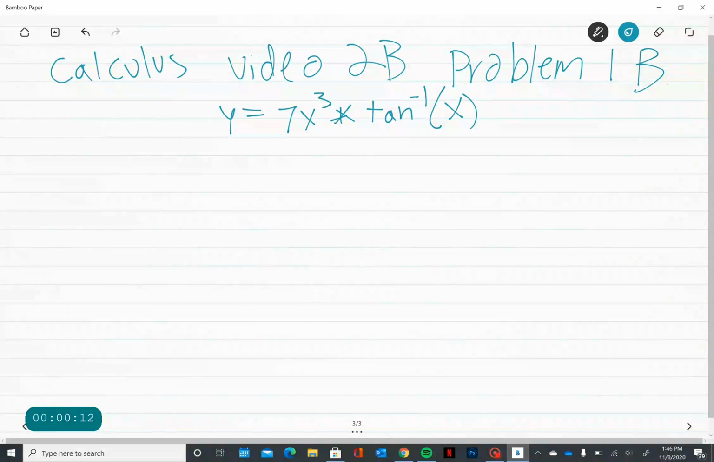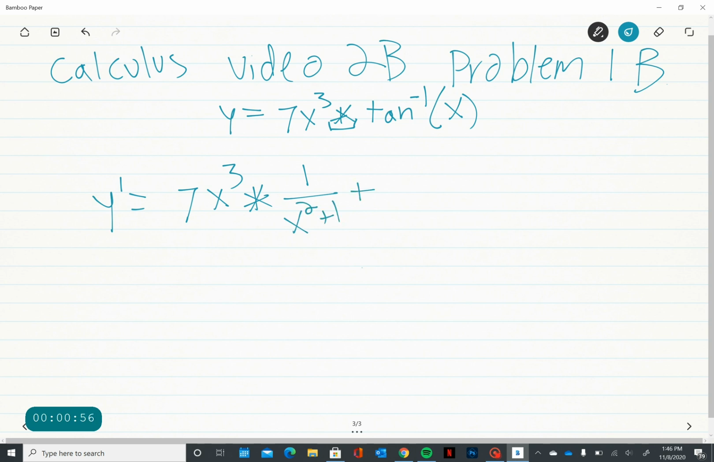Problem 1B is asking to find the derivative of 7x cubed times arctan of x. So we're dealing with the product rule again, as well as the power rule in the first term. So we do first times the derivative of the second, and the derivative of arctan is just 1 over x squared plus 1.